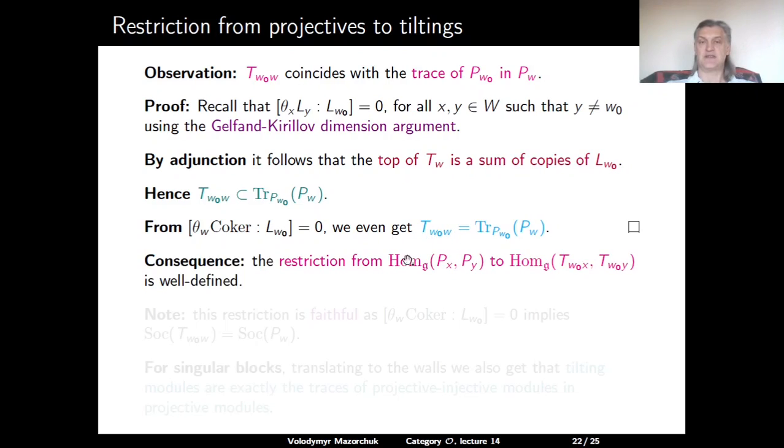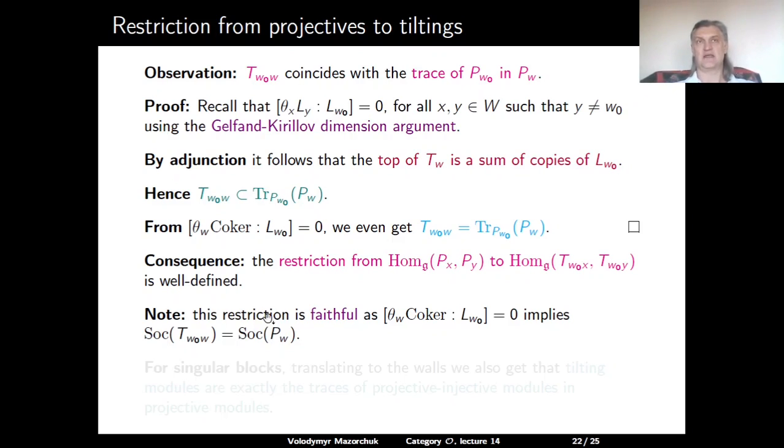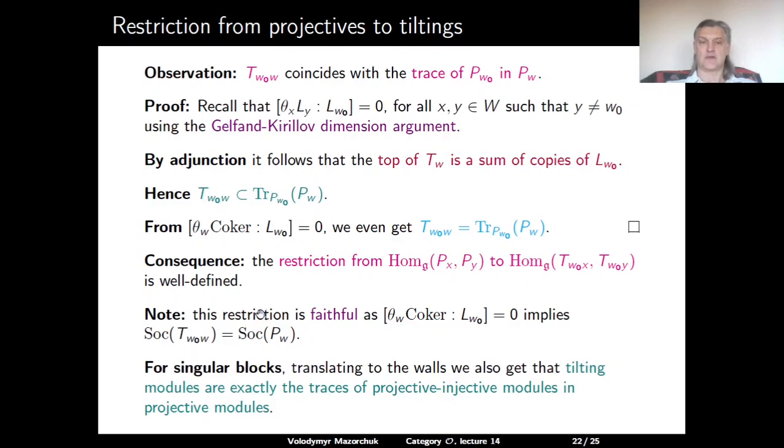As a consequence, the restriction from projectives to tiltings is well defined, because we can always restrict homomorphisms to a trace with respect to any module. Also note that this restriction is faithful, since the socle of the tilting module coincides with the socle of the projective module, because the latter is just a number of copies of L_{W0}. Any projective has a Verma flag, and any Verma has L_{W0} as a simple socle. So for singular blocks, we can translate the whole discussion to the wall, and we get that tilting modules again are exactly the traces of projective-injective modules in projective modules.